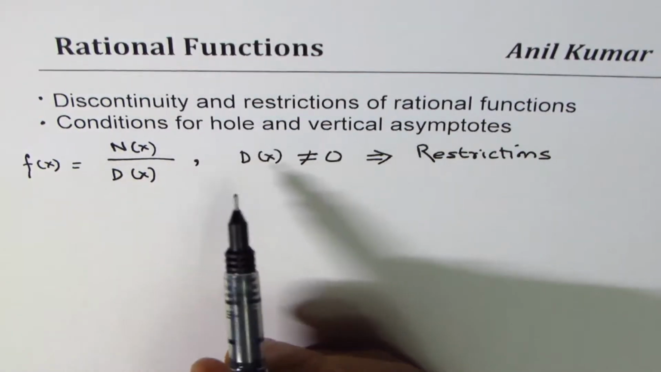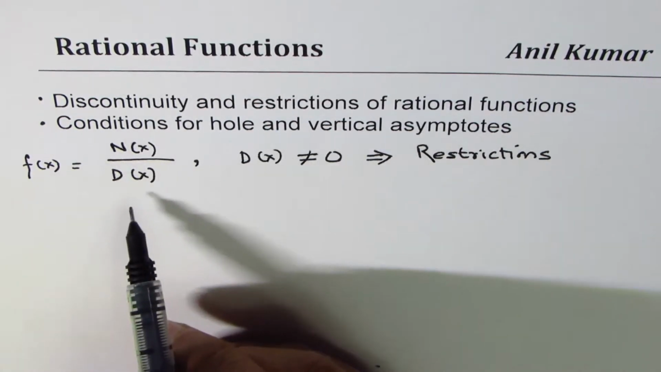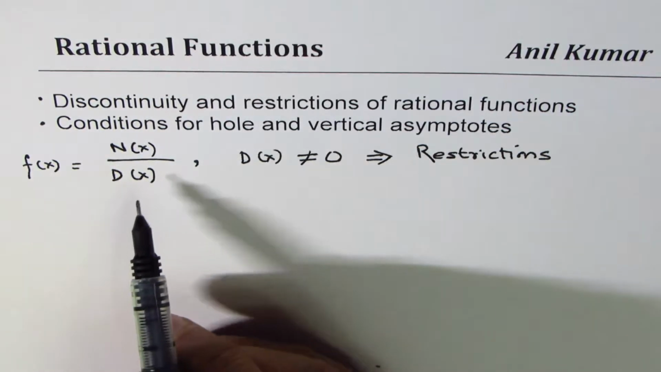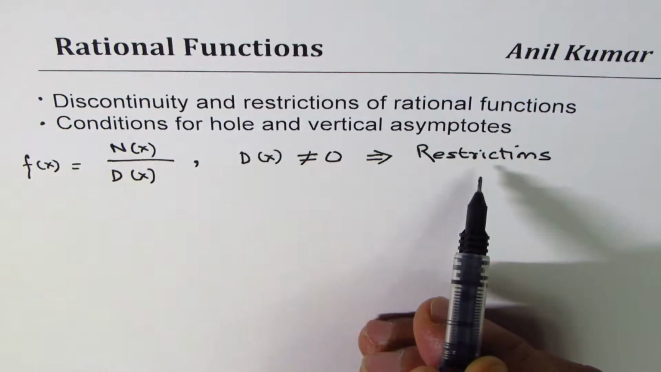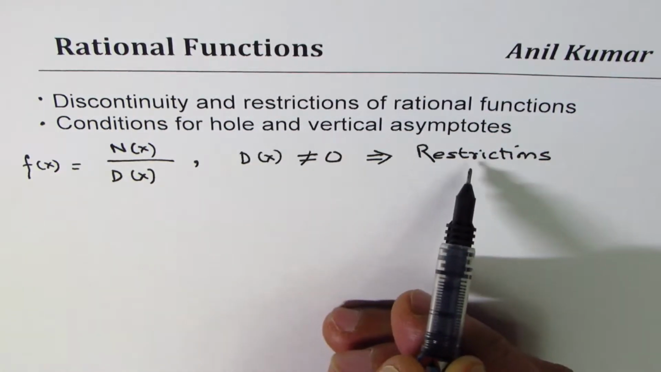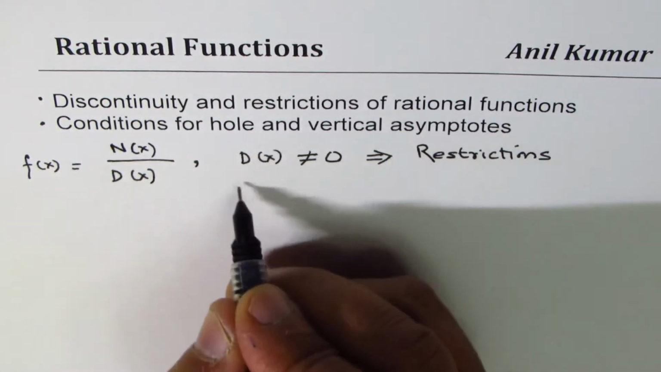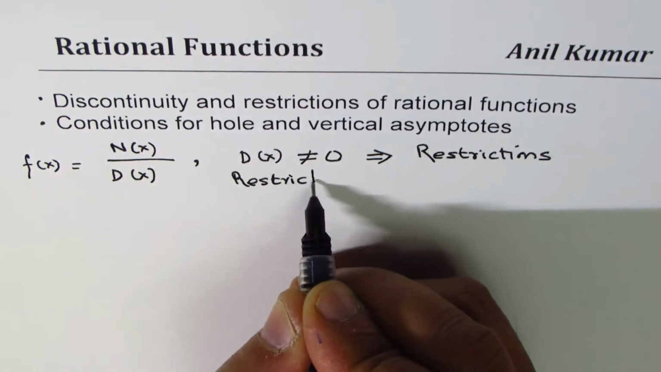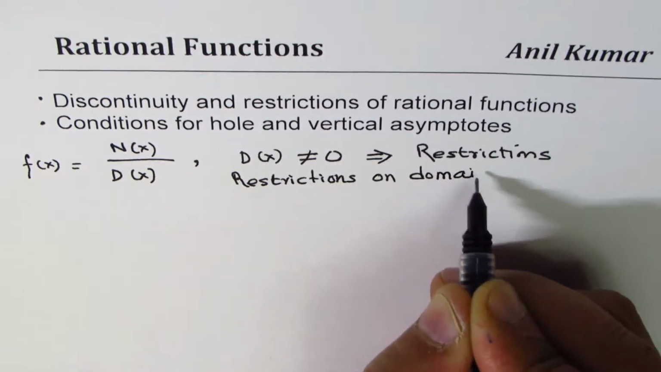So a polynomial divided by another polynomial, that is a ratio of two polynomials, is a rational function. However, the denominator of a rational function cannot be 0. So equating the denominator to 0, we can find the restrictions, right? Now, these restrictions are restrictions on the domain of the function. Do you understand that? Domain of function.